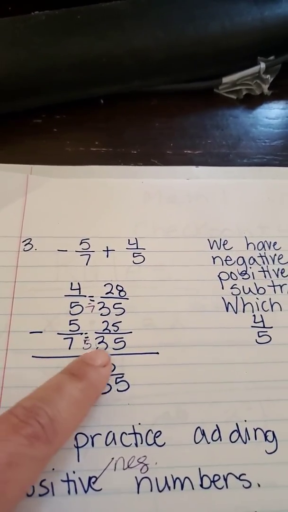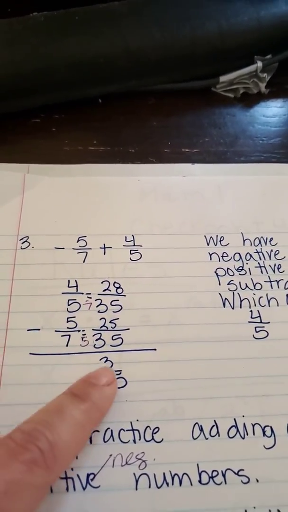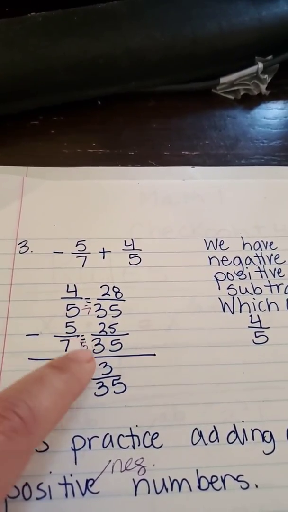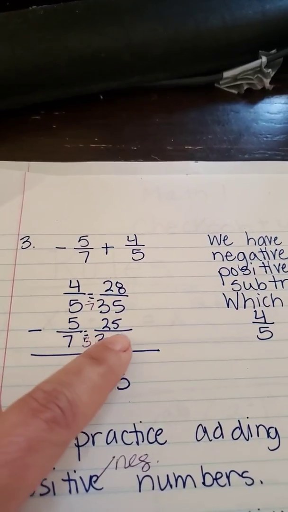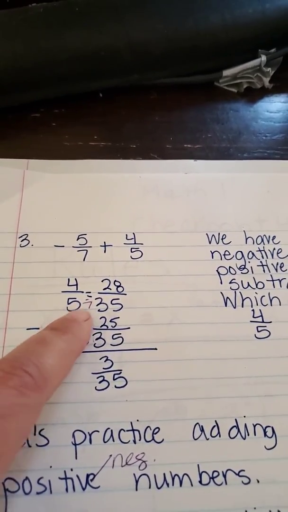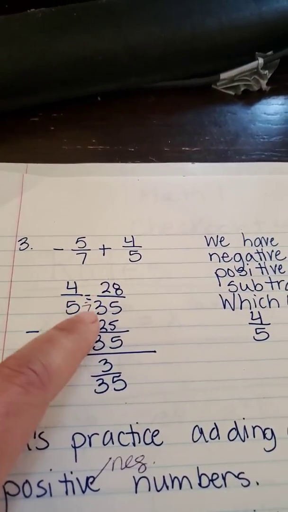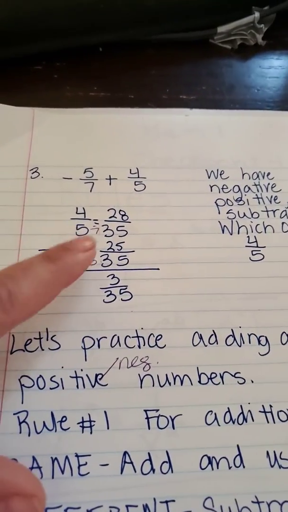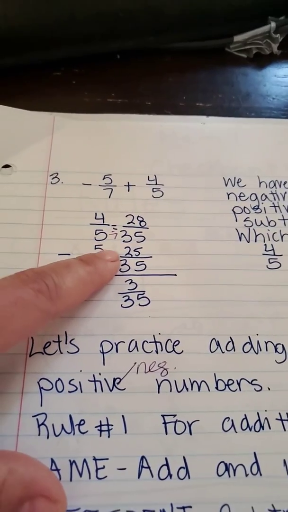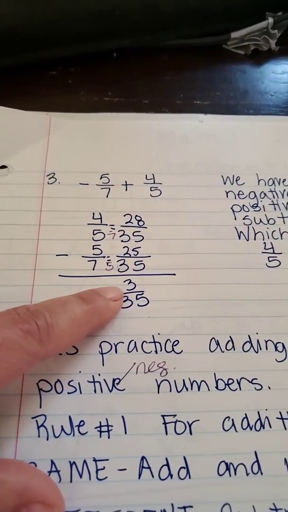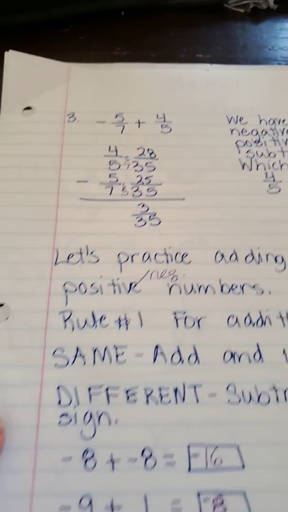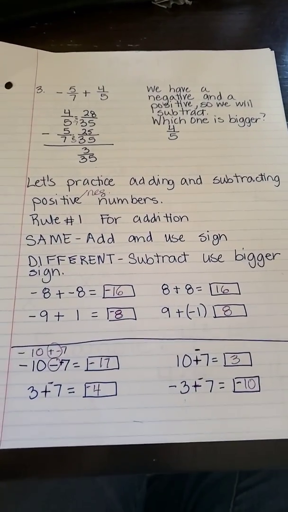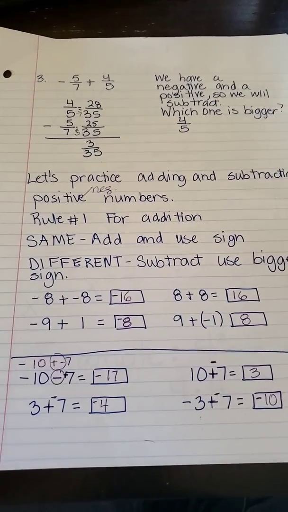5 times 7 is 35. Okay? 7 goes into 35 5 times. 5 times 5 is 25. 5 goes into 35 7 times. 7 times 4 is 28. Then I'm going to subtract. 28 minus 25 is 3. Bottom stays the same. Okay, so let's practice adding and subtracting positive and negative numbers.